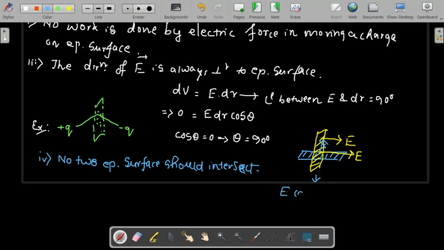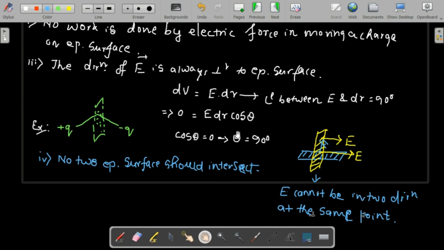So from here we can conclude that E cannot be in two directions at the same point. So this indirectly tells me why two surfaces cannot intersect. Two equipotential surfaces can never intersect. So these are the four important properties that you should remember.